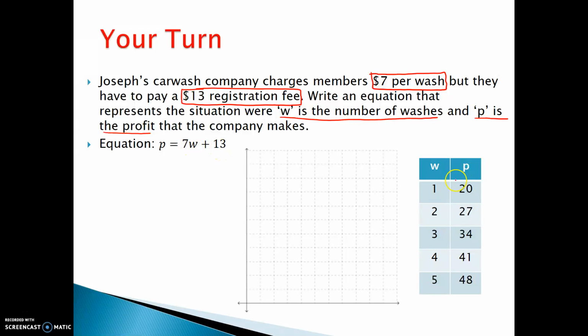And we actually already filled out the table of values. Again, this represents the washes, and this represents the amount of profit that I've made. Now what I need you to do is, on your paper, graph the situation. Don't forget, this is your X axis and this is your Y axis. Go ahead and label across the X axis. Careful when you label across the Y.